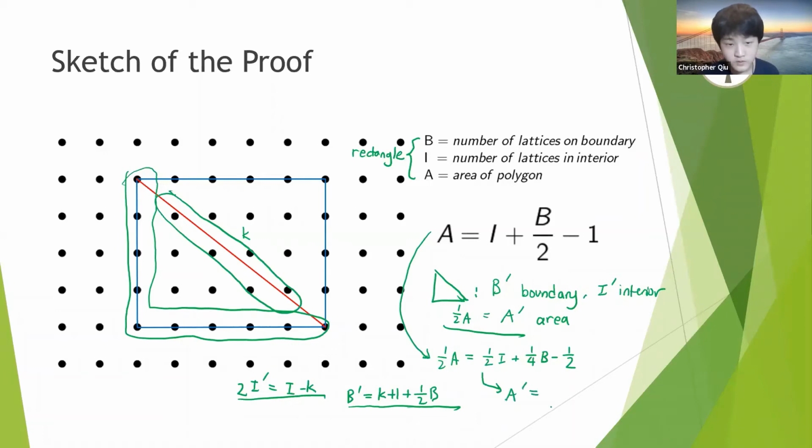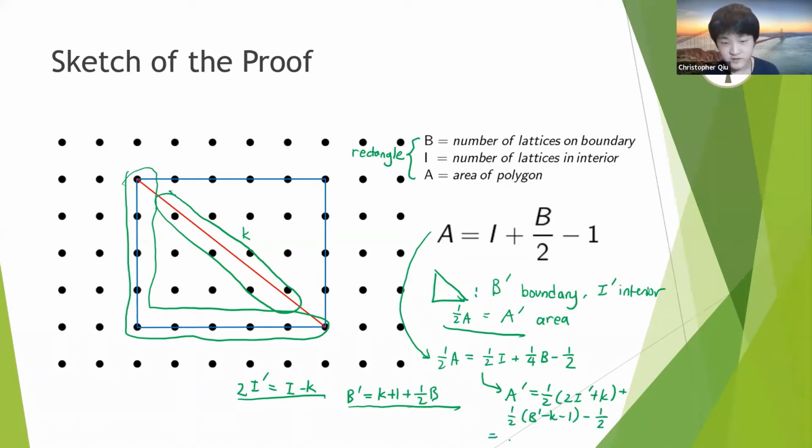So A prime is equal to half of I, and we can see that I is equal to 2I prime plus K. So this is half of 2I prime plus K, and then plus 1/4 of B, and B is just 2B prime minus 2K minus 2. Or we can write this as half of B, which is half of B prime minus K minus 1, and then minus 1/2.